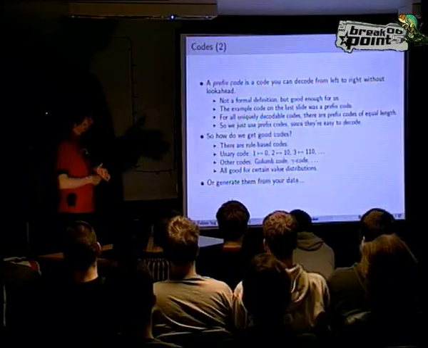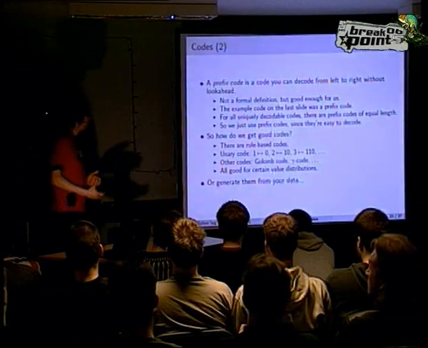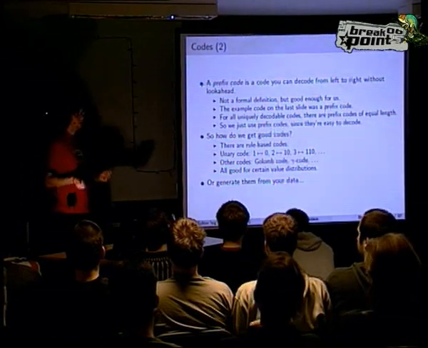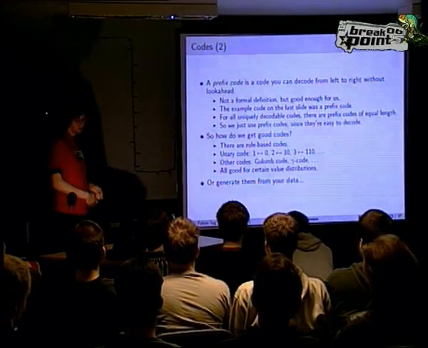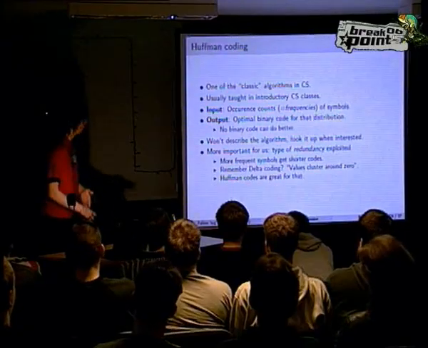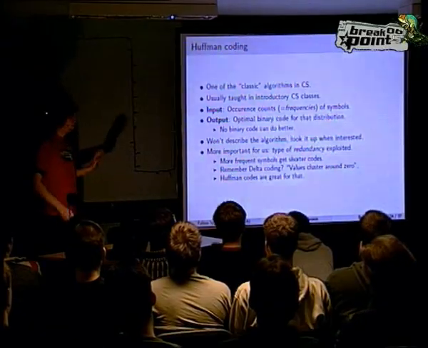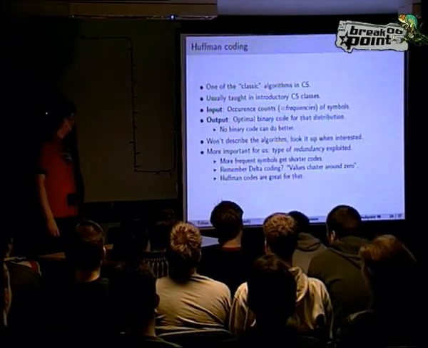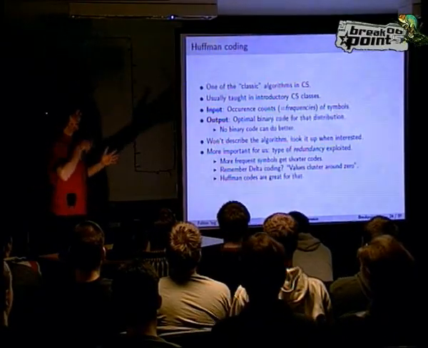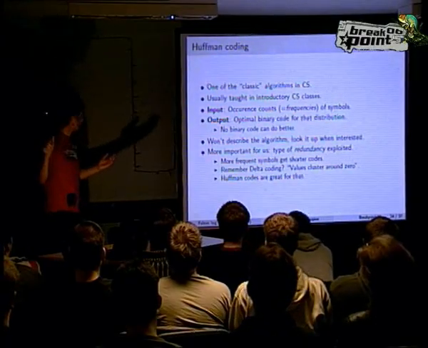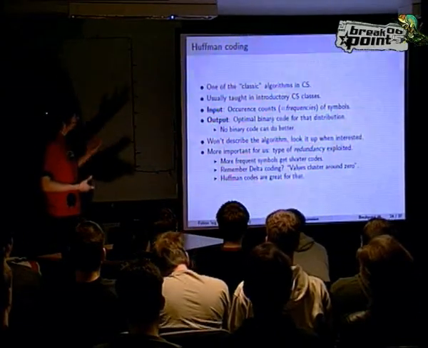If you know beforehand that a value has a specific distribution, it's fine, you can use that code. But in general, when you're doing lossless compression, you don't know what kind of data you're going to get beforehand. So you want to generate codes from your data, which brings us to so-called Huffman coding. This is one of the classic algorithms in computer science, and it's basically taught in every introductory computer science class. This algorithm gets the occurrence counts, how often each single character occurs in a text file, for example, the so-called frequencies of individual symbols.